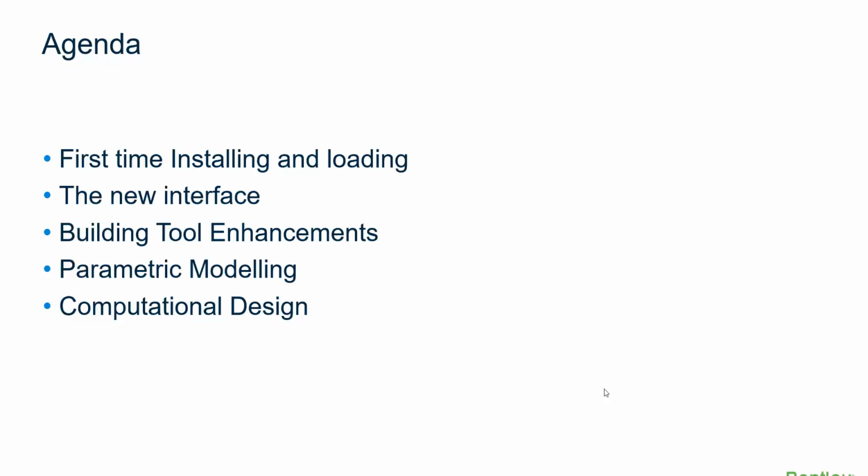When I say building tools, I mean tools specifically for particular items such as railings and curtain walls. We'll take a look at some of the parametric modeling capabilities that are new to Kinetic, where we have variables and constraints and other capabilities there. And then we'll finish off with some computational design modeling.